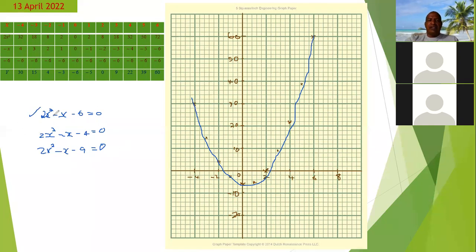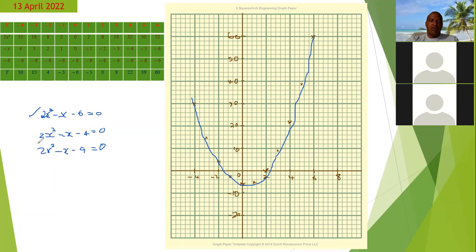So it means that if we are solving for the first one, we're just simply looking at where the first one cuts the curve, cuts the x-axis, right? Because this is the one that we plot, but the same one has similar properties to the others. If you notice, all of them have 2x squared minus x. The only difference in them is the last number.